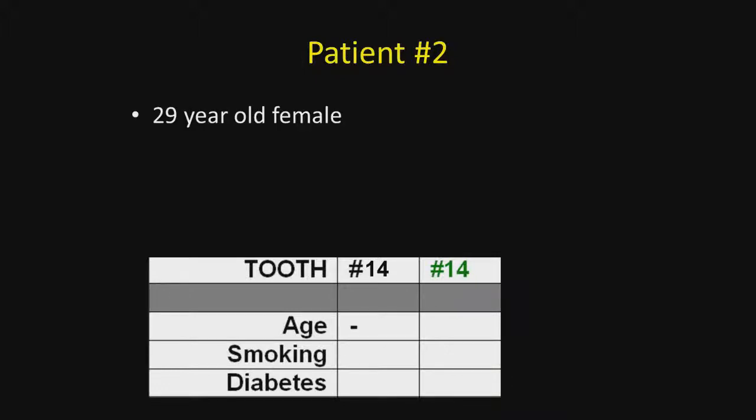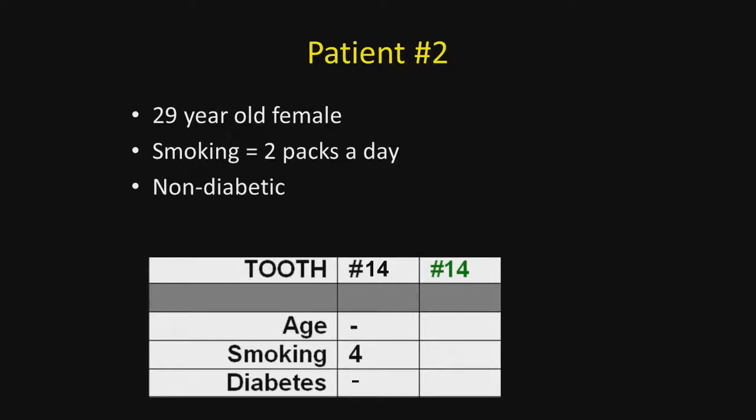This patient is a 29-year-old female, so she's under 30, so we place a dash. She's smoking 2 packs of cigarettes a day, and we place a 4. And she says she is not diabetic, so we put a dash. So at this point, from the health history, we've determined that this patient scores a 4.